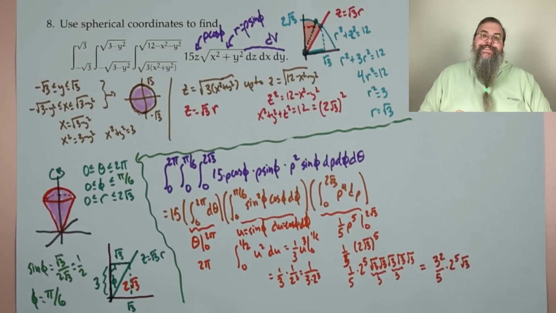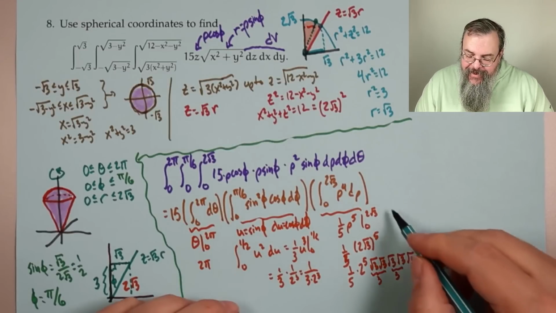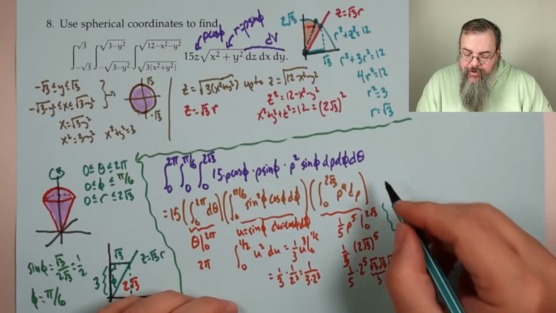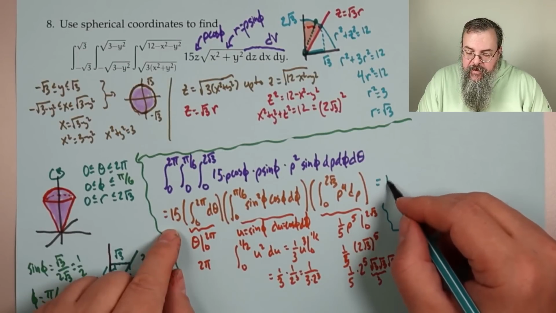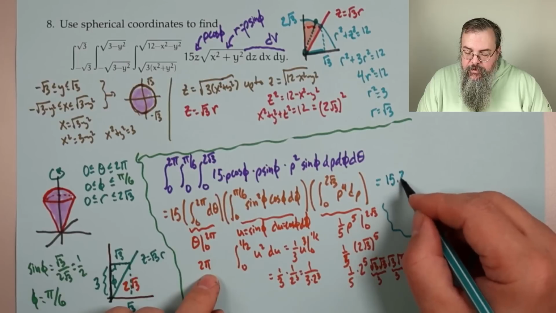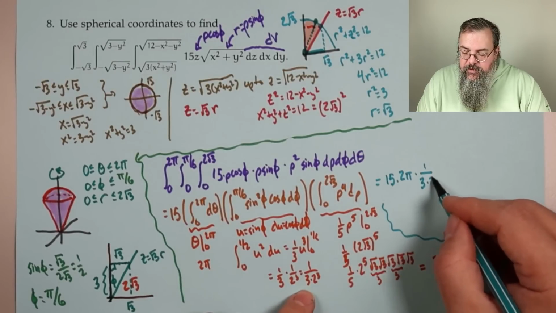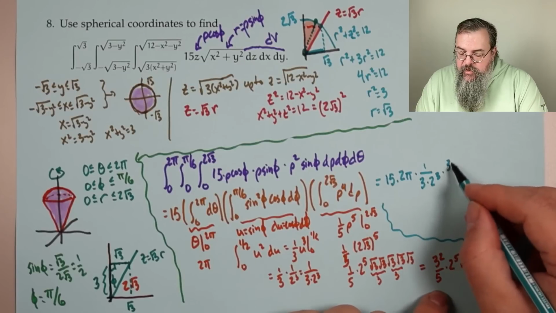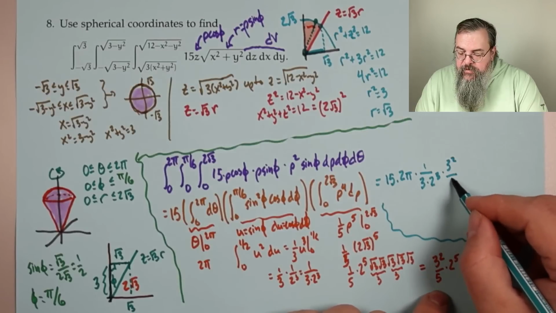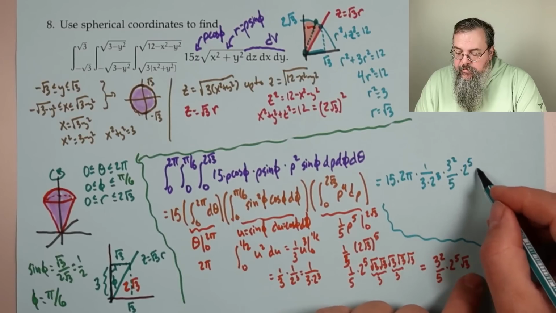Okay, so let's put all of this together. What do we have? We have 2 pi. Oh, don't forget the 15. 15, 2 pi, 1 over 3 times 2 cubed, then we have times 3 squared over 5 times 2 to the 5th times root 3.